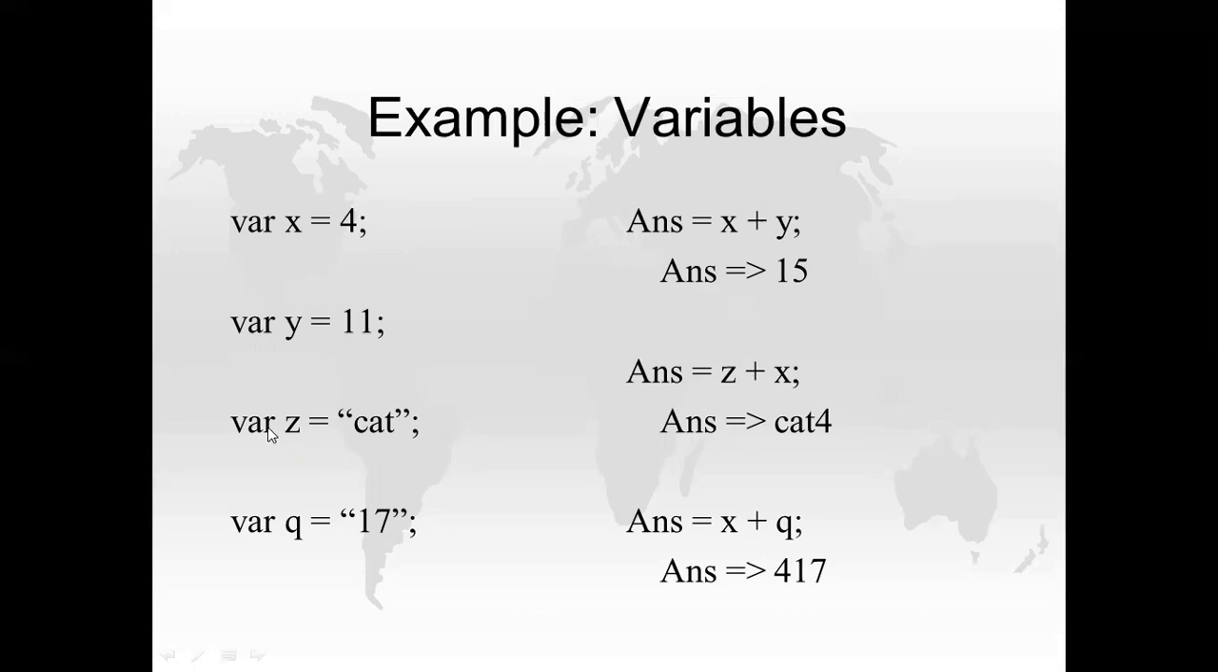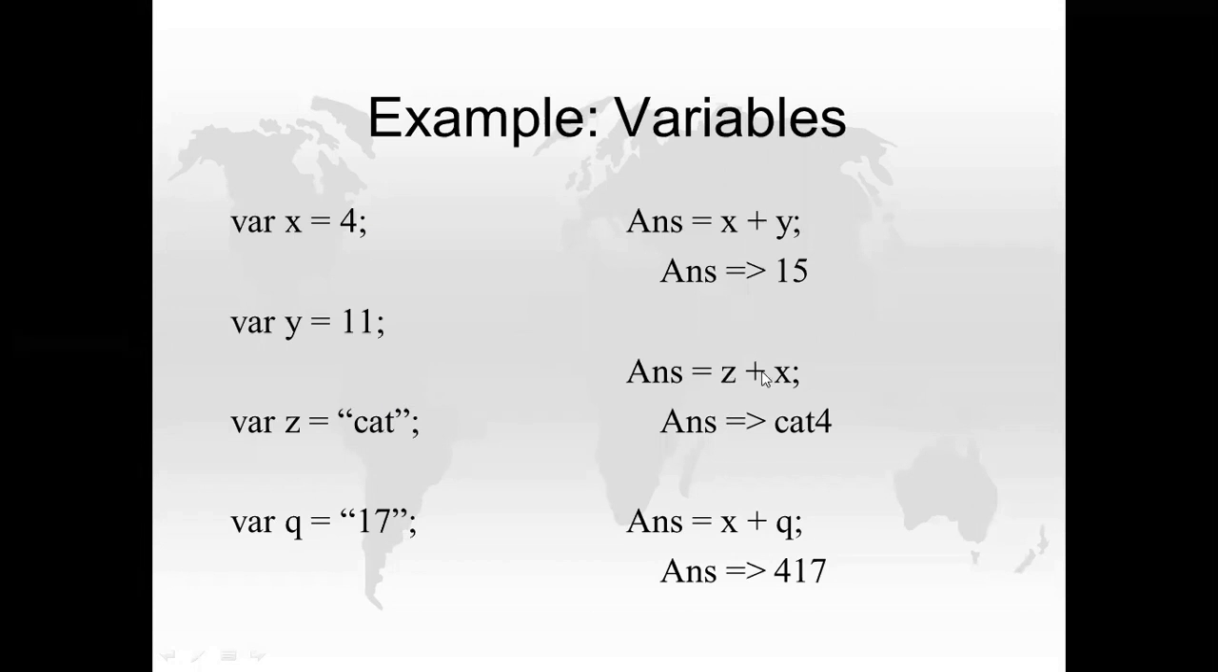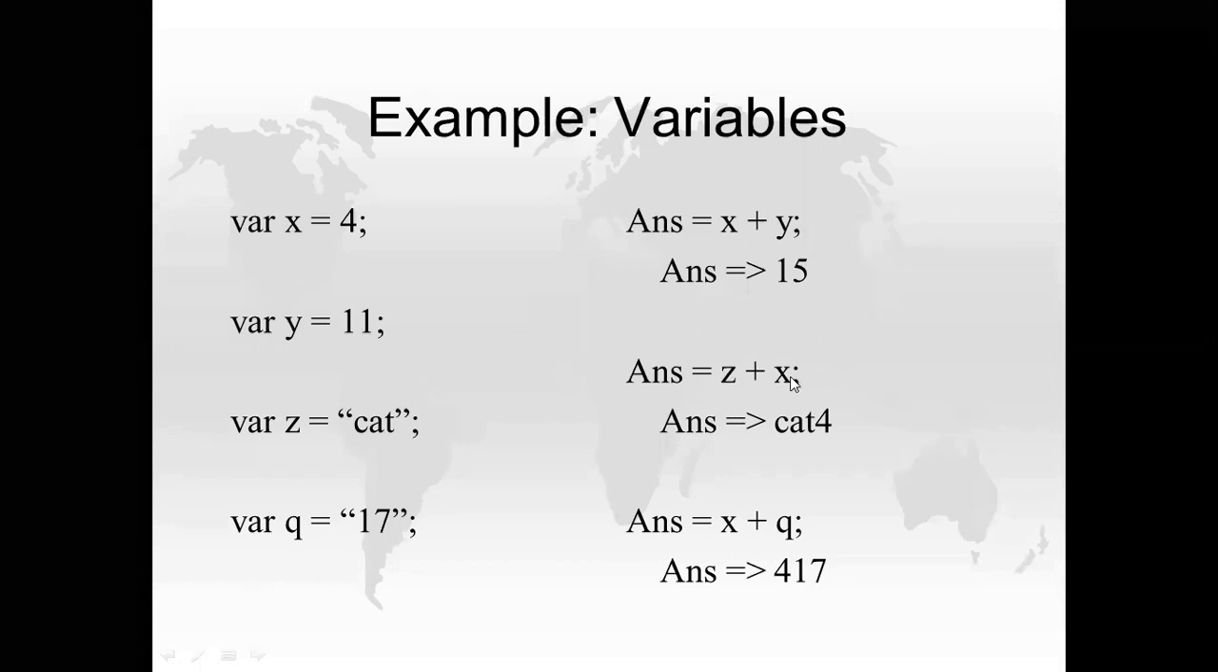Here you can see after that variable z is equal to the string cat, written in double quotes. If you are adding z + x, z is string type and x is a number, or integer. If you add these two, it will return cat4. So type conversion automatically takes place here.